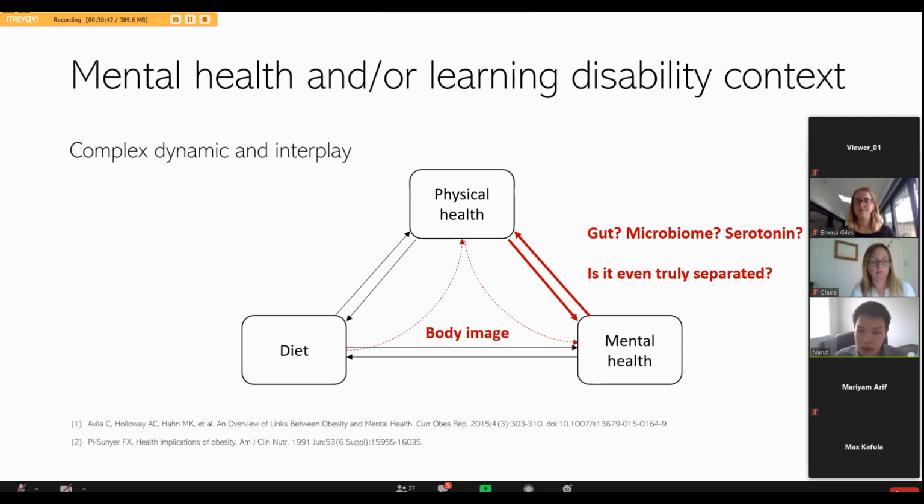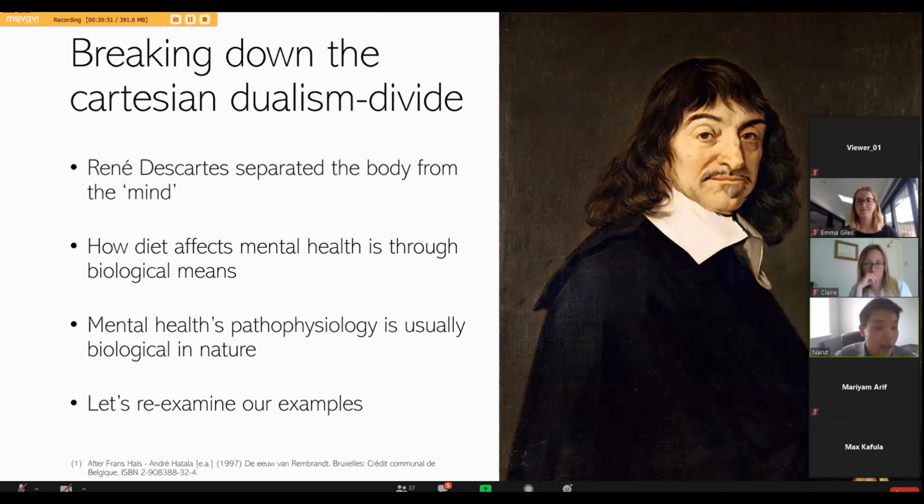But I will actually challenge the separation of physical and mental health. And this separation began with René Descartes. René Descartes basically separated the body from the so-called mind, the psyche.